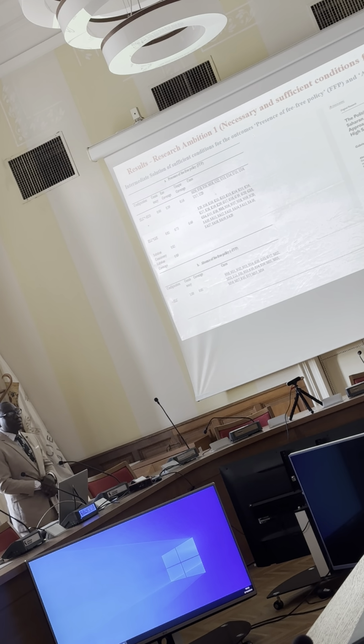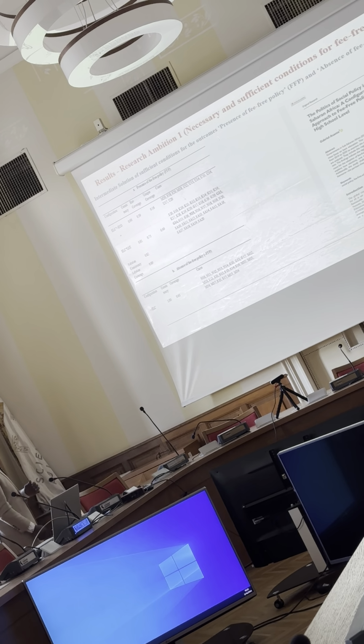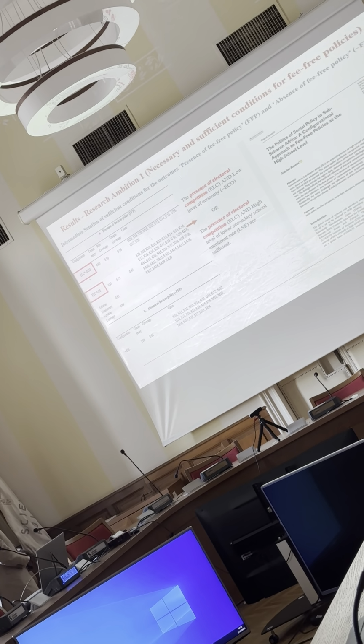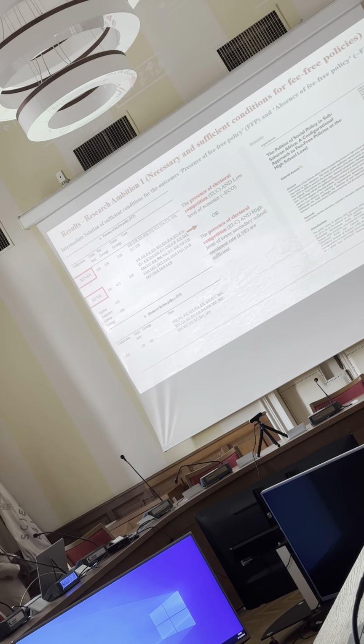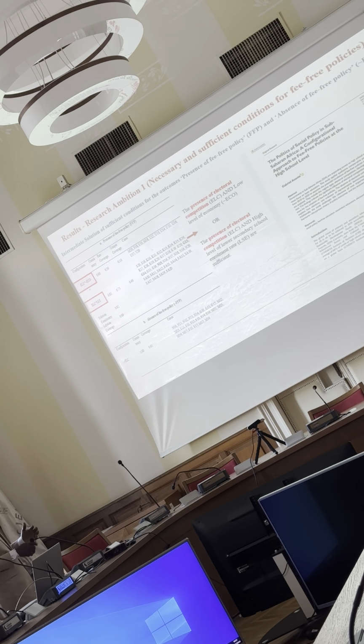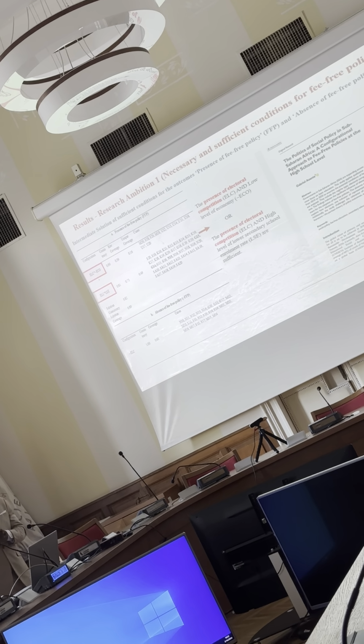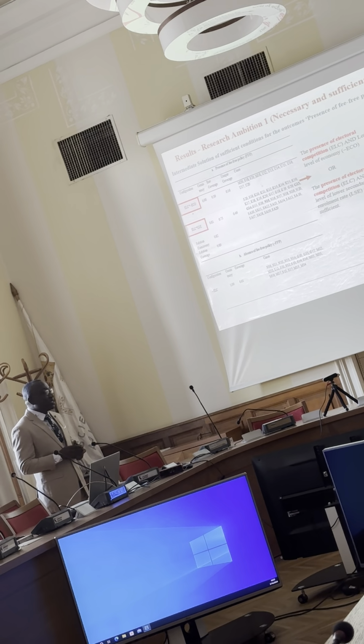Dear professors, dear colleagues, members, panel chair, these were my results. In the first research ambition, I realized that the configuration of electoral competition with low level of economy, or electoral competition and high level of secondary school enrollment, are sufficient to cause the presence of free policies in the sub-region.